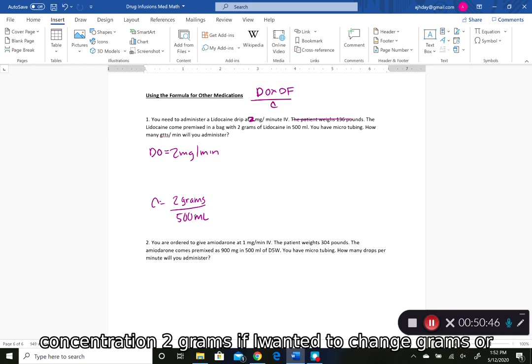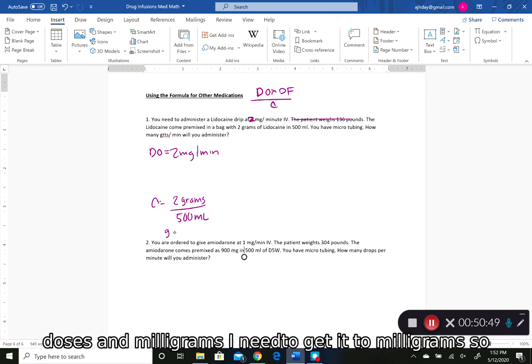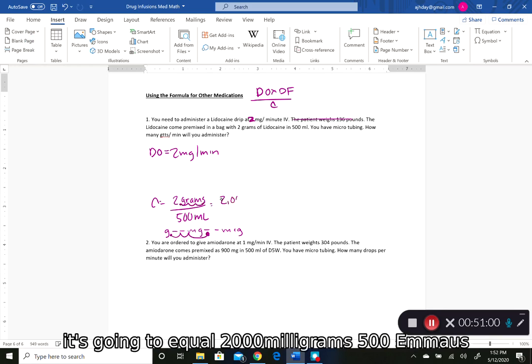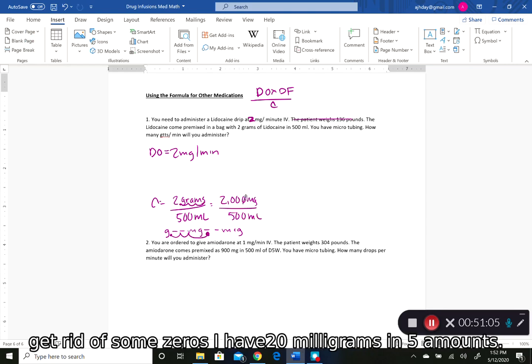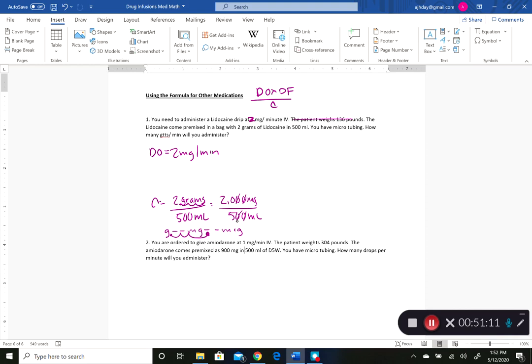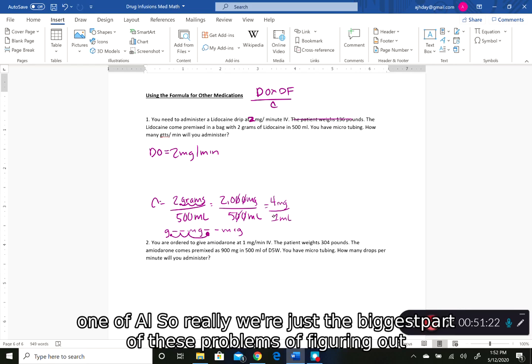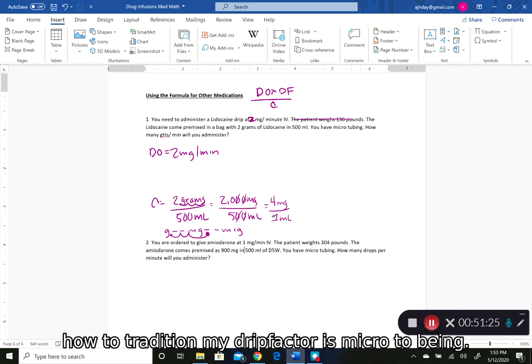2 grams. If I wanted to change grams or doses in milligrams, so I need to get it to milligrams. So if I'm going grams to milligrams, I'm going to move that over 3 spots. So it's going to equal 2,000 milligrams, 500 mLs. Get rid of some zeros. I have 20 milligrams in 5 mLs. 20 divided by 5 is 4. So my concentration is going to be 4 milligrams for 1 mL. So really the biggest part of these problems is figuring out the concentration.